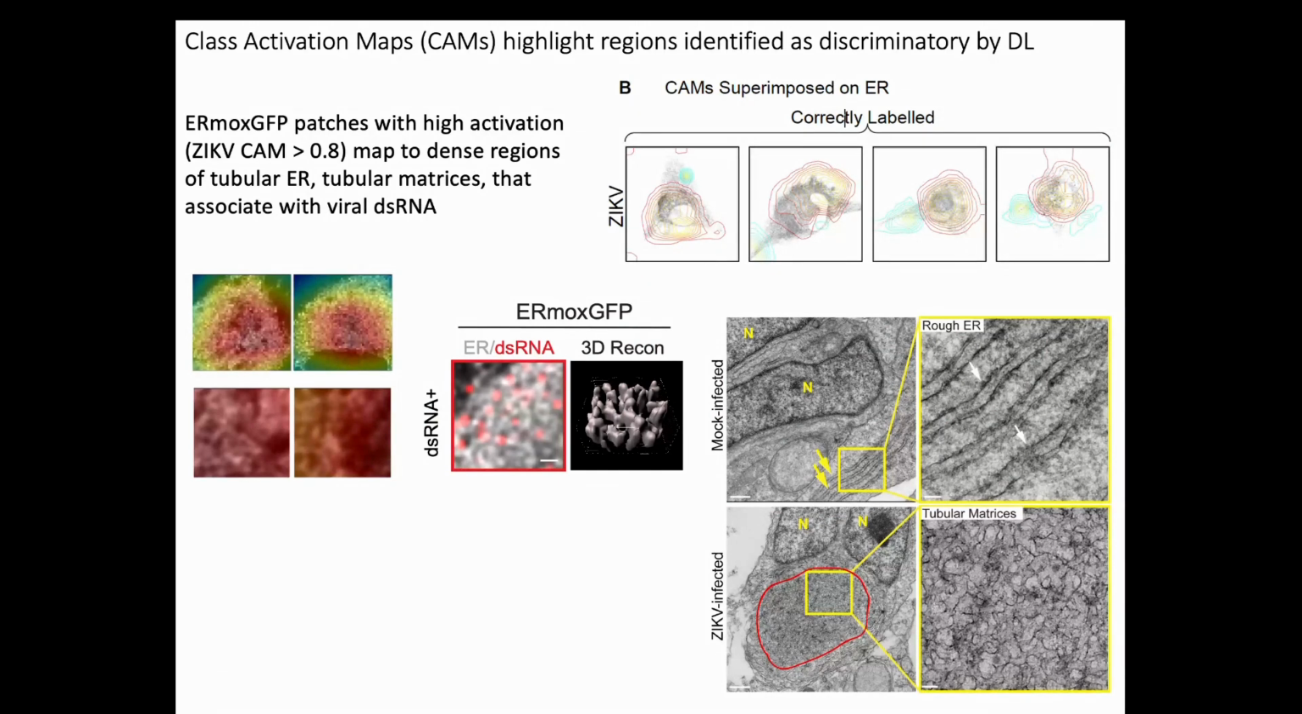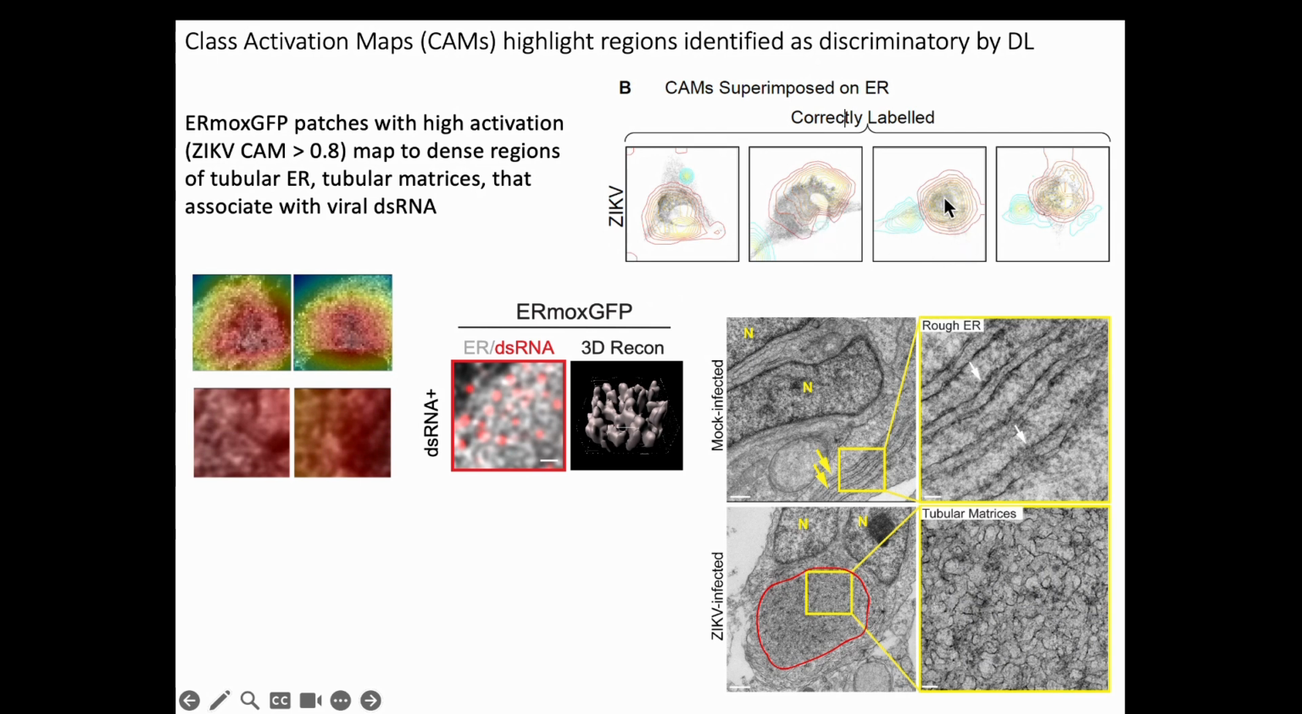And so we use class activation maps, or CAMs, to highlight the regions that are identified as discriminatory by the deep learning. The red ones correspond to how the cells are identified as infected, and the green ones to how they're identified as non-infected. You can see that for the Zika virus infected cells, it's really focusing in on that dense region.